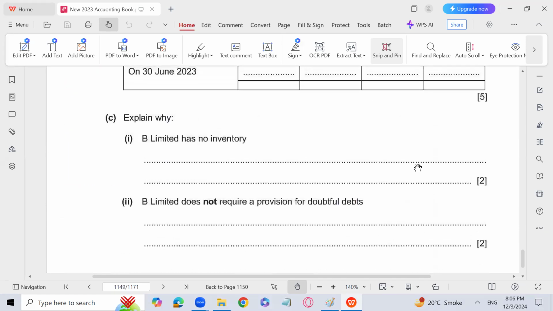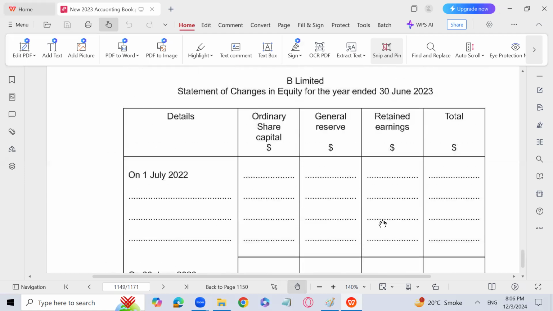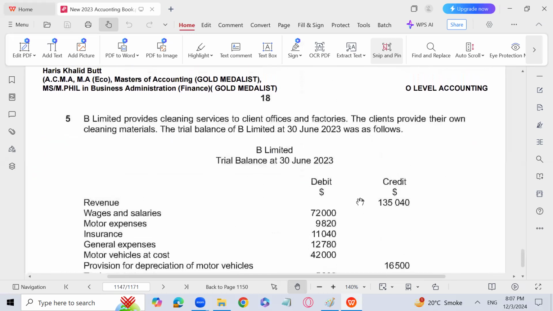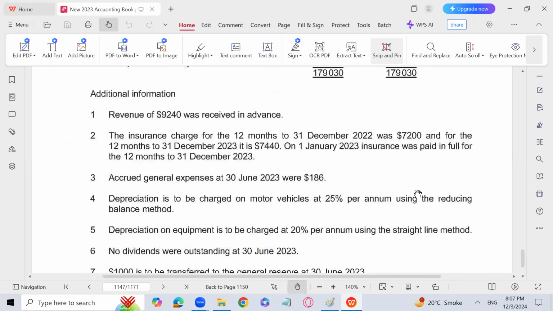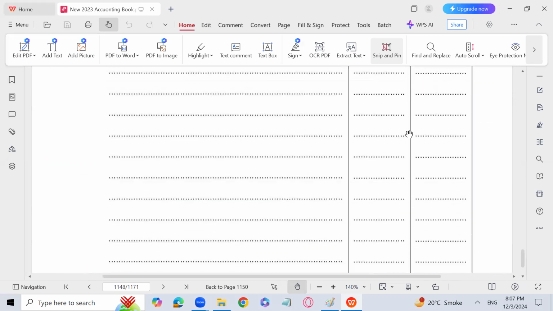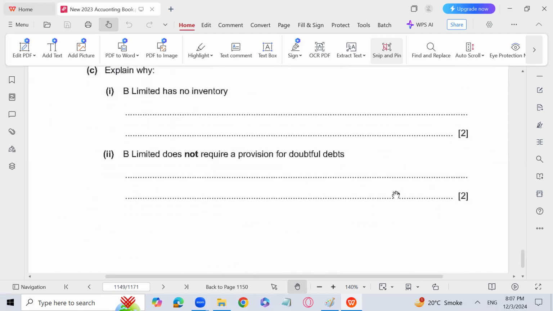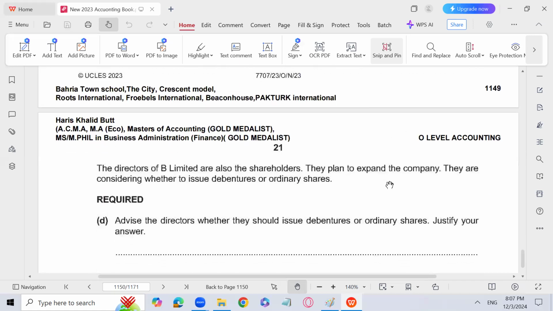Explain why B Limited has no inventory. You know that because it's a service business. So that's why B Limited doesn't have any inventory, because he's not engaged in buying and selling of goods. B Limited does not require a provision for doubtful debts because he is engaged in a service business. He provides his services and takes the amount from the particular business or person. He provides cleaning services to offices and factories, right? He is not giving any cleaning services to factories and offices on credit. So when you are not giving on credit, there are no trade receivables, so there is no reason to go for a provision for doubtful debts.